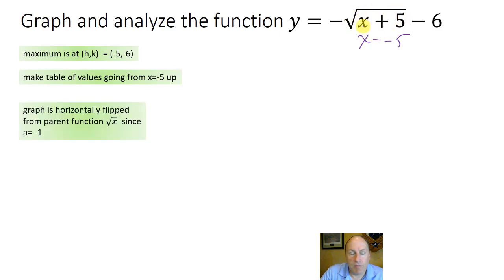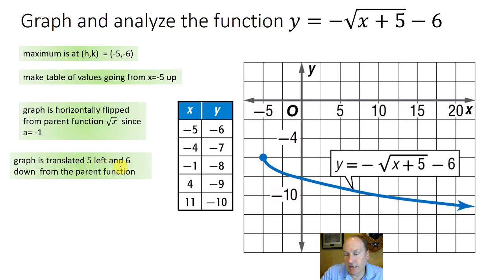this radical symbol. We know that the graph is going to be horizontally flipped from the parent function square root of x because the a term is negative. So instead of increasing, it's going to be decreasing. And we know the graph is going to be translated 5 left and 6 down from the parent function. So we make our table, -5, -6, -4, -7, and so on.